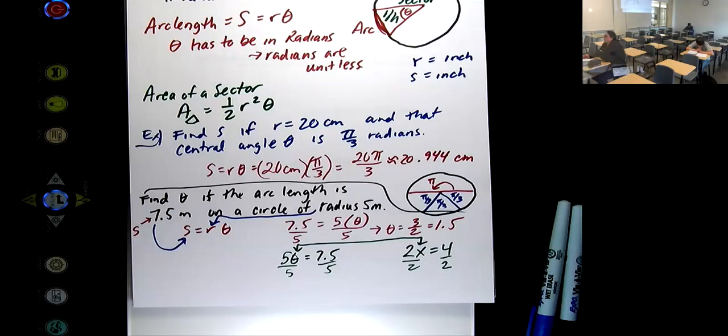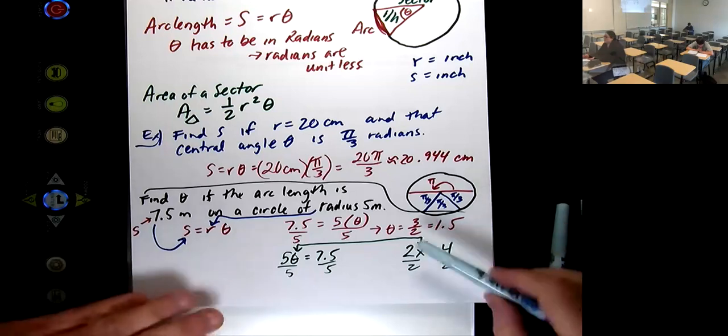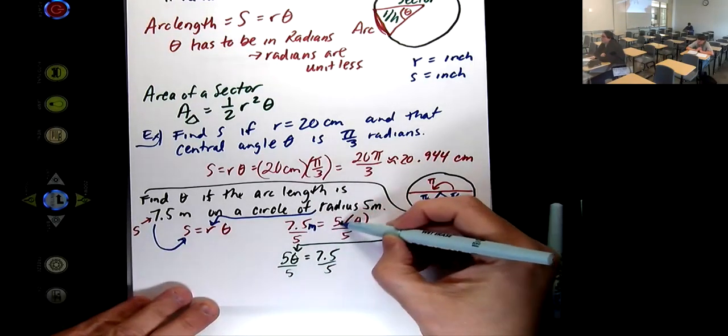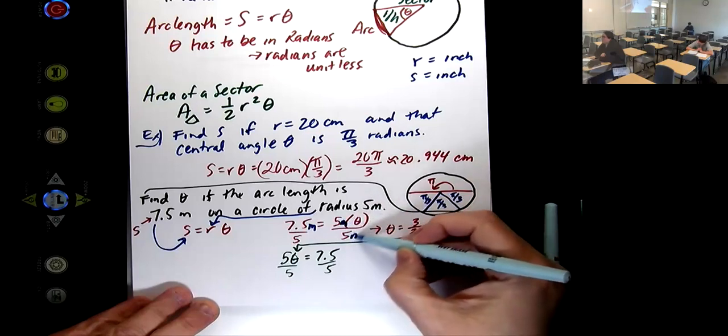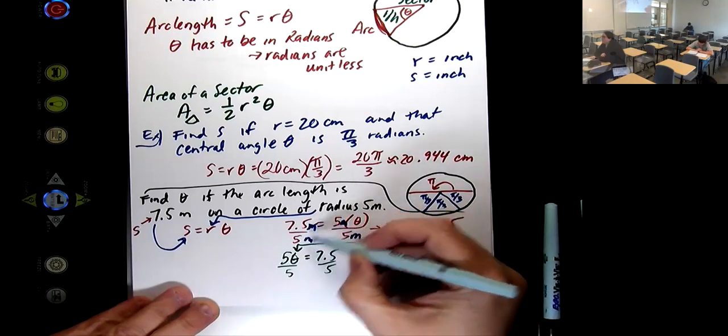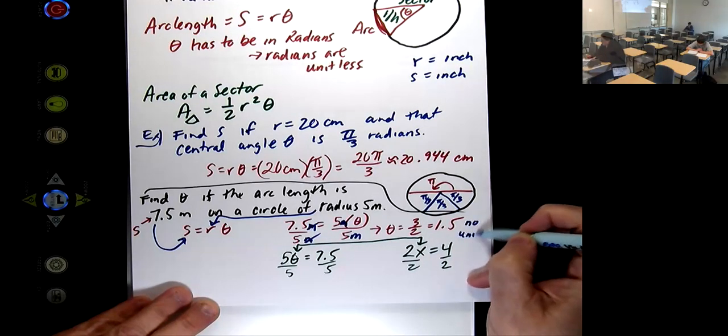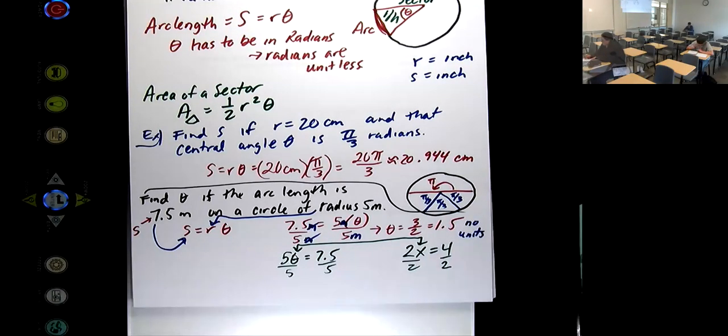And 1.5 will be meters. No, actually, the 7.5 had meters. The 5 had meters, and so when I divide both sides by meters, the meters actually cancel out. There are no units on this. Oh, yes, because it's radians. Good question.